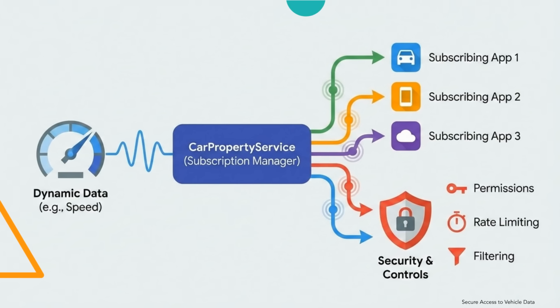Vehicle data is often dynamic. Signals like speed change continuously. To handle this, Android Automotive supports subscription-based access. Applications register for property updates instead of repeatedly polling for data. Car Property Service maintains a list of subscribers and pushes updates whenever data changes. However, continuous access introduces security risks. An application with subscription access can continuously monitor vehicle behavior. Therefore, subscription access is also controlled through permissions. Additionally, rate limiting and filtering mechanisms may be applied to prevent misuse or excessive data exposure.